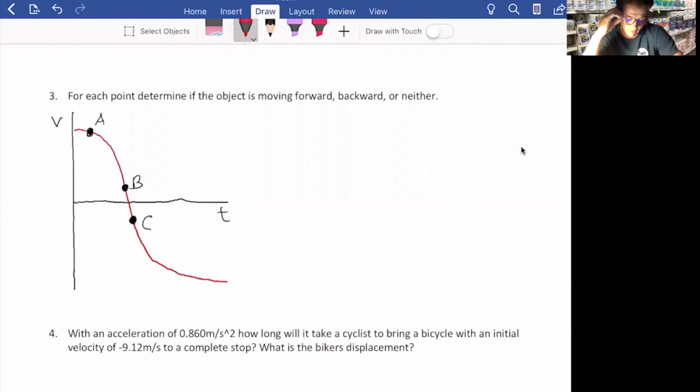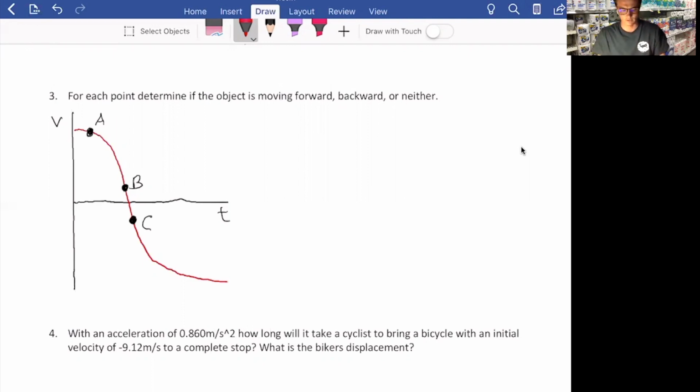All right, so part 3, or question 3. For each point, determine if the object is moving forward, backwards, or neither. This is a velocity graph, showing the velocity of each object. Remember that velocity is a vector, so it shows the direction. The positive and negative sign on the velocity just shows what direction it's going. It doesn't really say much about the magnitude or how fast it's going.